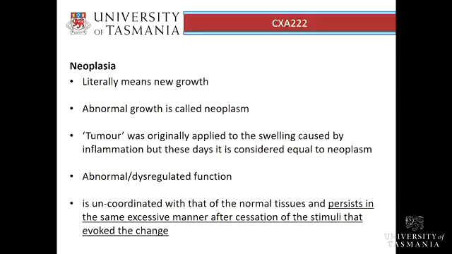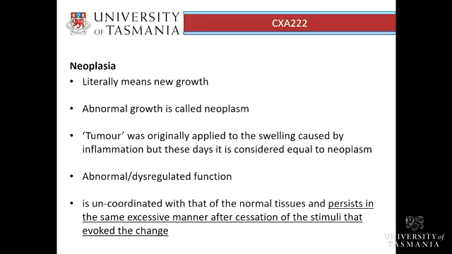Okay, so neoplasia, literally it just means new growth. It's an abnormal growth. We can term these tumours. Tumour was originally applied to swelling caused by inflammation, but generally these days we use the term tumour to mean some form of neoplasia, a new growth, be that on the skin or in the body. The key here is it's abnormal and it's dysregulated.